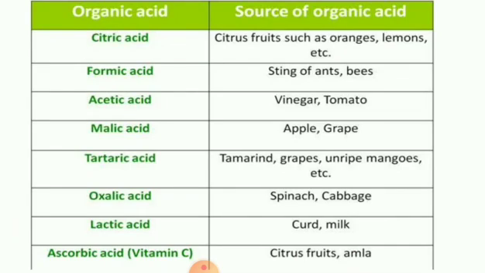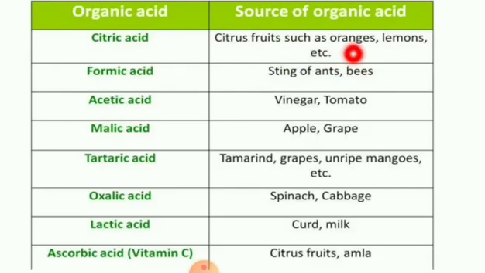Students, acid can be classified into two types. One is organic acid, another is inorganic acid, depending upon their source. Some acids occur naturally in vegetables and fruit. That type of acid is called organic acid. Citric acid is one of the organic acids. The source of organic acid is citrus fruits such as oranges, lemons, etc.